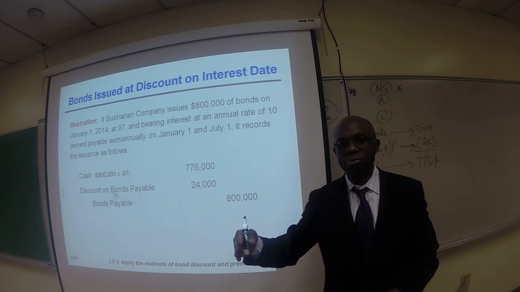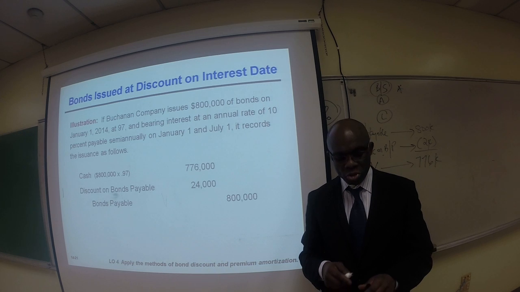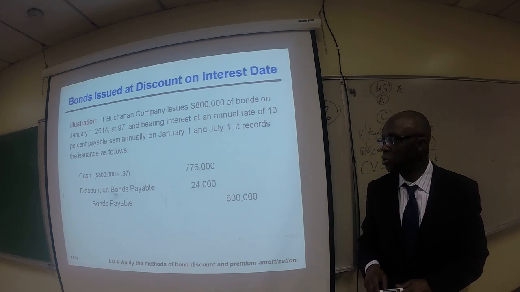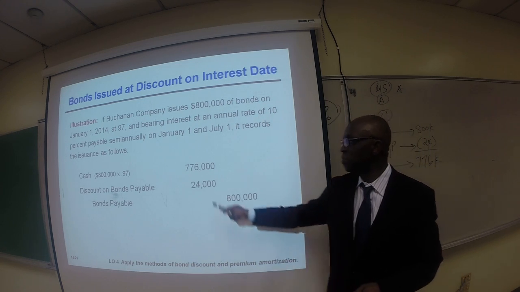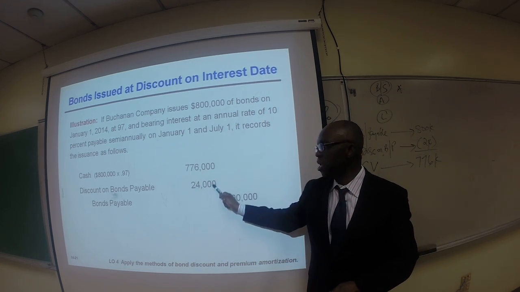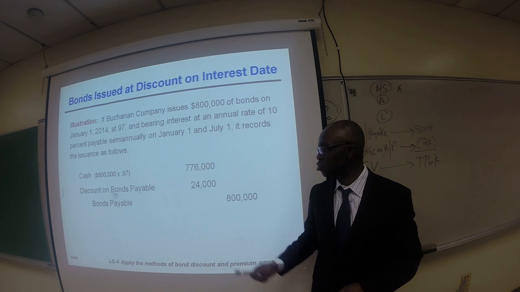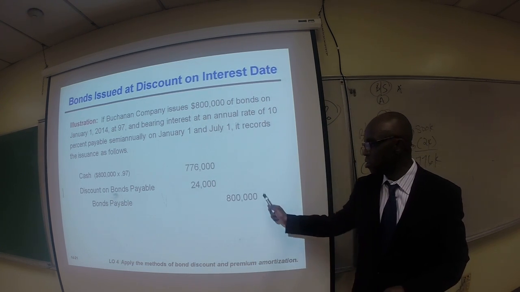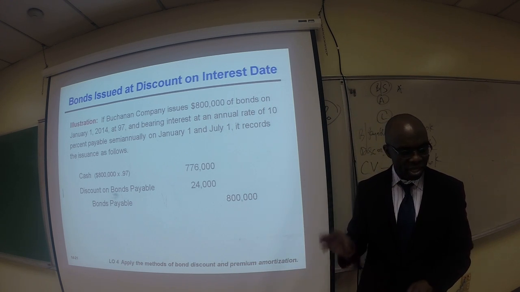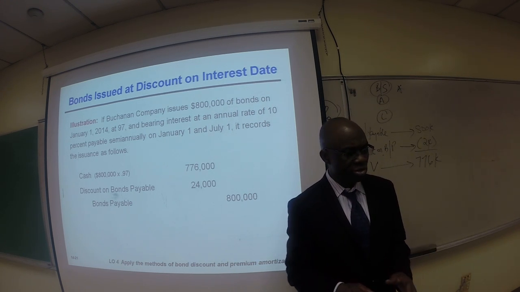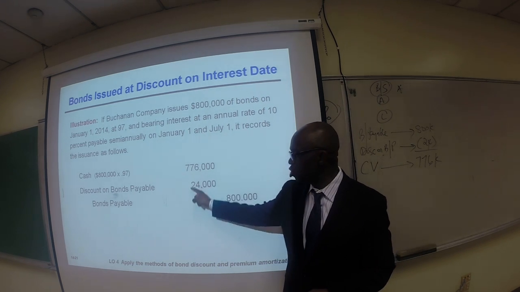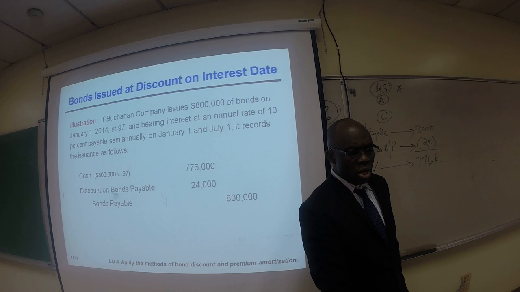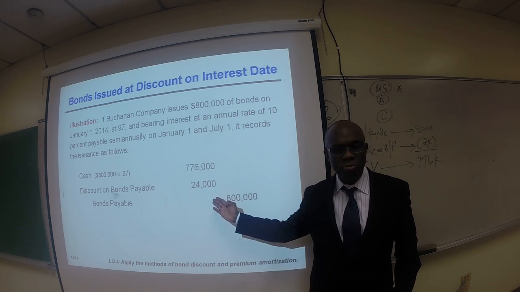But as time progresses, we are going to be responsible not only for the 776,000, but a portion of this as time progresses. Eventually, we'll be responsible for all of these. At the end of the life of the bond, then we'll pay 800,000. So we're going to talk about the intricacy of how to reduce the $24,000 in a few minutes. So suffice it to say, this is the entry that you make at this point.